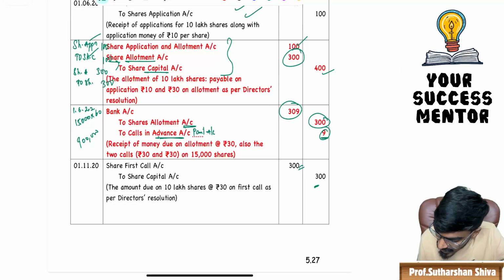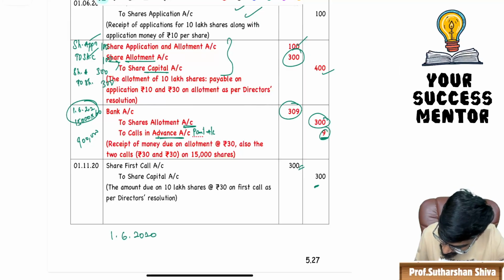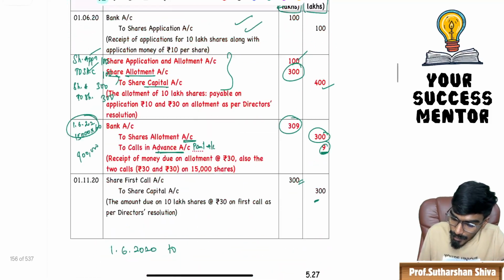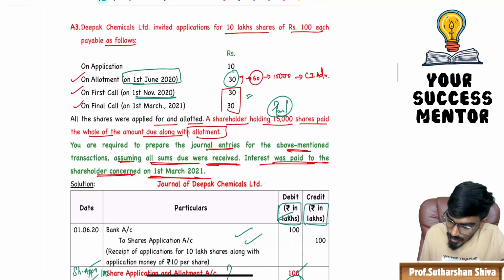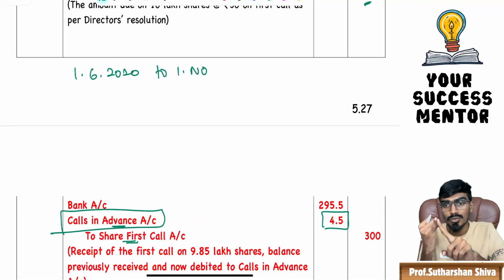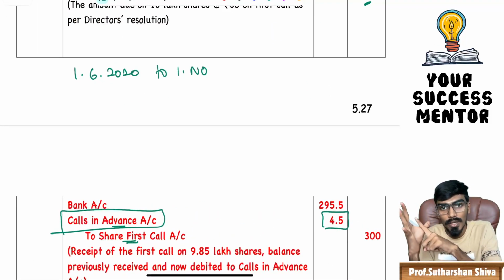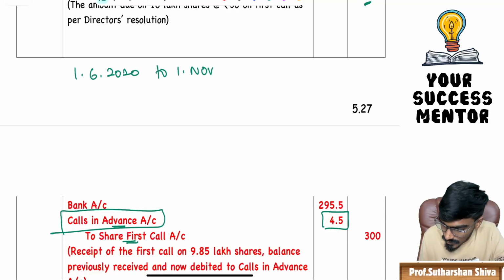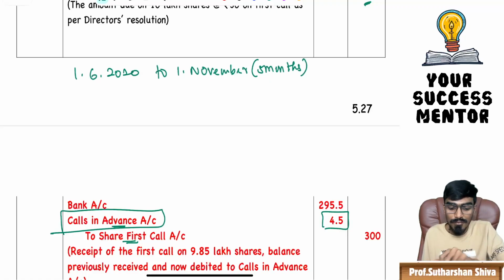Actually, when I received that 9 lakh, from 1/6/2020 to 5 months, sir. How much are they actually making a payment? 1st November. So 6 months? June, July, August, September, October. 5 months. 1st October, na. So it is going to be 5 months. How much money am I going to utilize for those 5 months? 4.5 lakhs, sir.